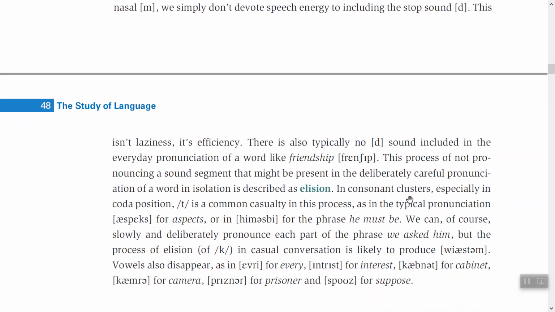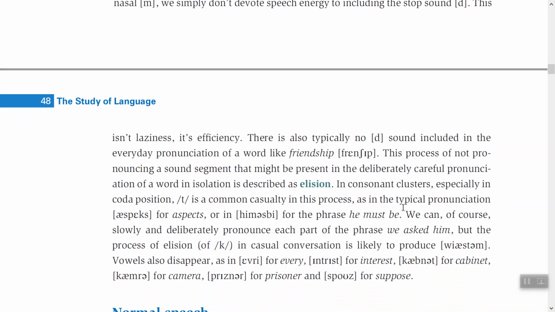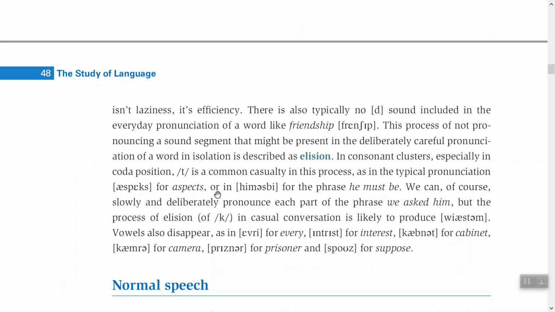Also, in consonant clusters, usually we drop some sounds. For example, the word aspects. We say aspects, no aspects. Okay, you see here, he must be, he must be. He must tell, dropped, he must be, etc. We have here more examples.